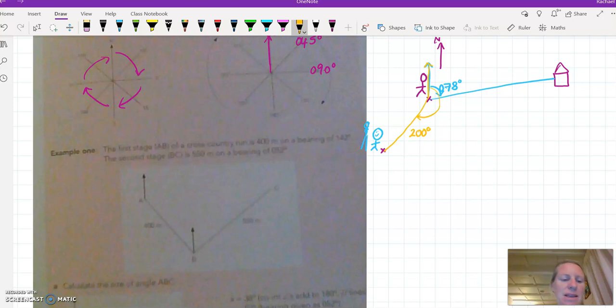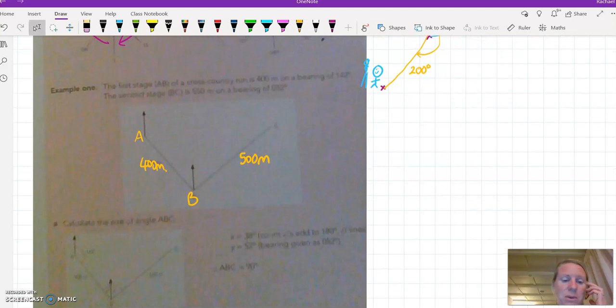is AB, this line here, AB, is 400 meters, and we're told that it's on a bearing of 142 degrees. The second stage, BC, is 500 meters on a bearing of 052 degrees. Okay, so there's a few things that we want to do.